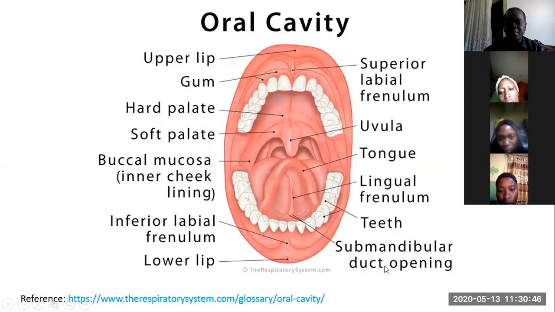Then you have the submandibular duct opening. That is where saliva comes out from. If you raise your tongue up, you'll be able to see it. Of course, you see the lower lip. Just follow my pointer and see which one I'm talking about per time. You see the inferior labial frenum. The labial frenum is in the front of the mouth.